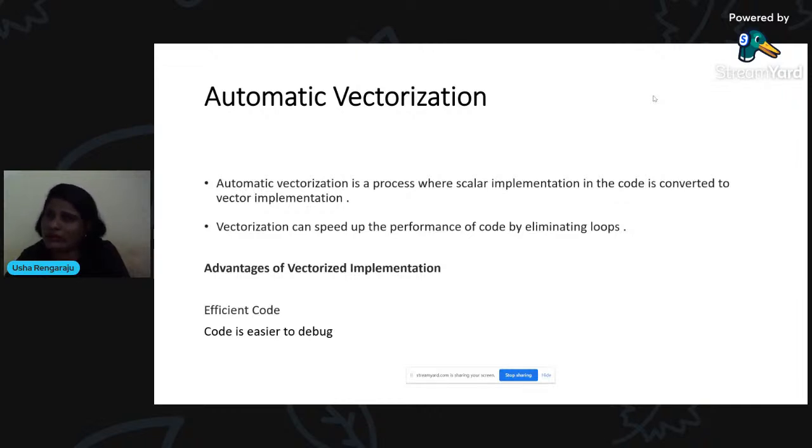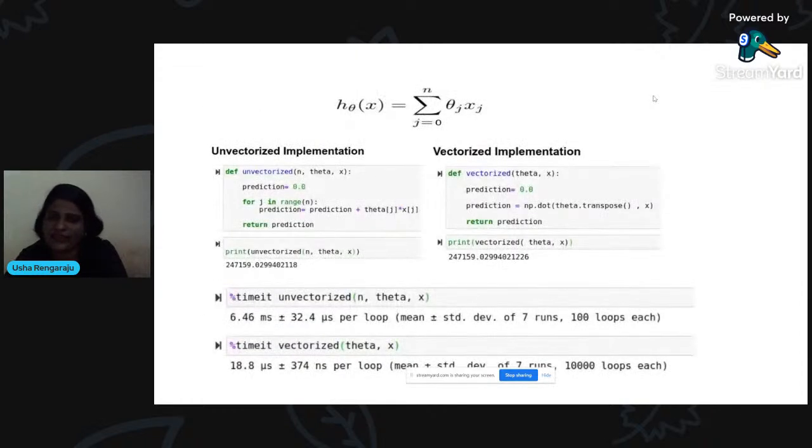The reason why it is preferred is because it's an efficient way of writing programs, and it's also very easy to debug. So let's try to understand this concept of vectorization a bit more. Here I have my hypothesis function for linear regression. I'm going to code it in an unvectorized form, and I'm also going to code it in a vectorized form.